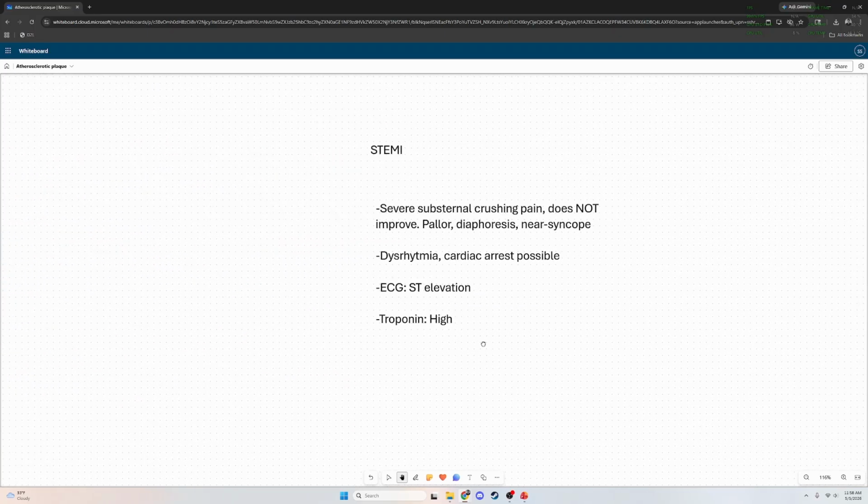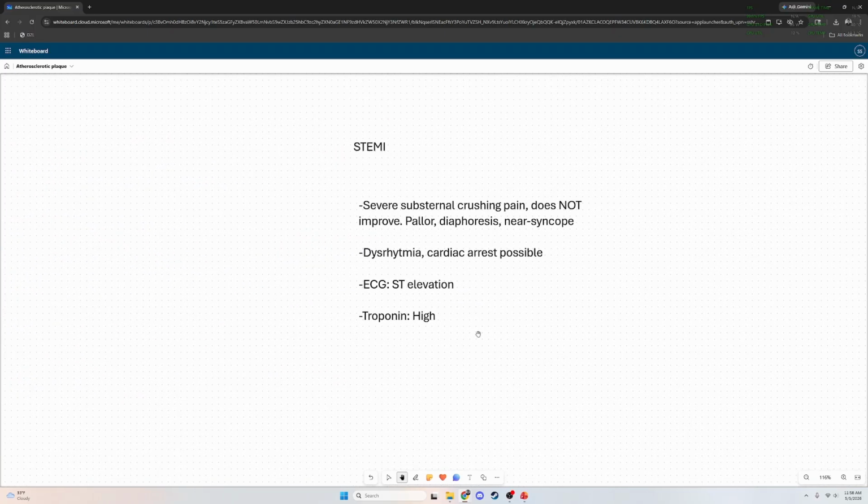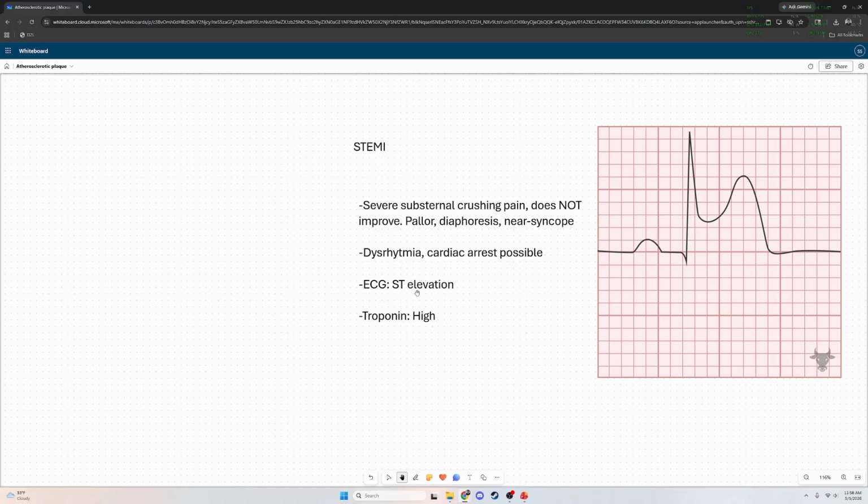So for manifestations, we have severe substernal crushing pain that does not improve, along with pallor and other associated ACS symptoms. We see that classic ST elevation, and our troponin will also be really high.